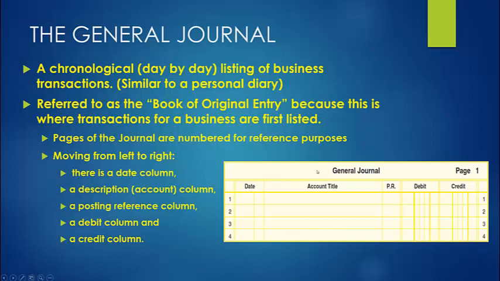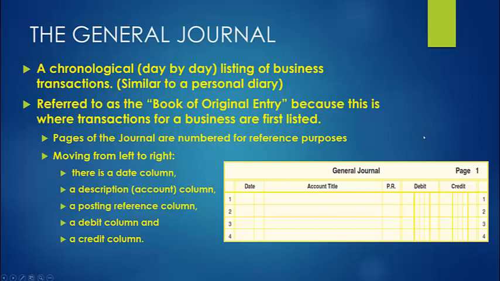So the journal has a date, where the account title goes. Sometimes this says description, but I think in this textbook it says account title. You'll have a place for the debit and a place for the credit. This is for the posting reference, and we'll get into that a little bit later. And then you would enter your explanation for the journal entry. Notice that every page in the journal has a page number, so we can reference that later.